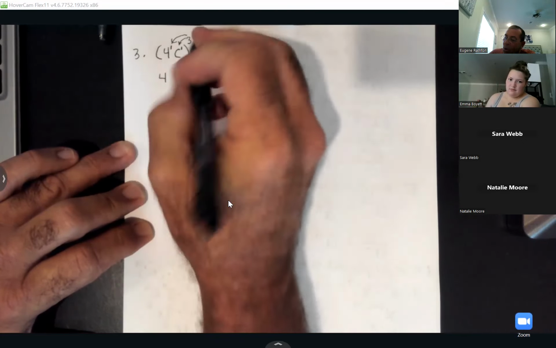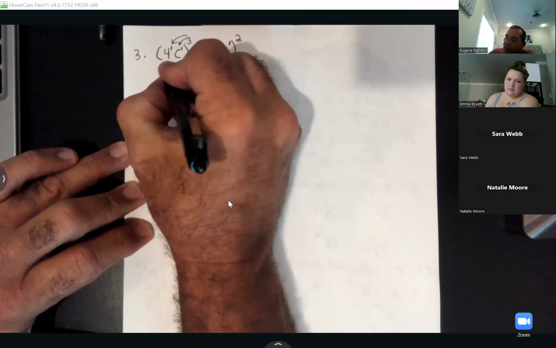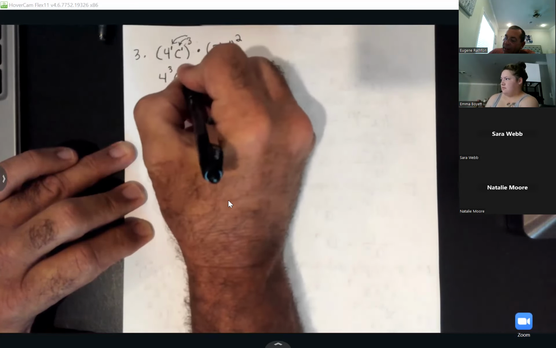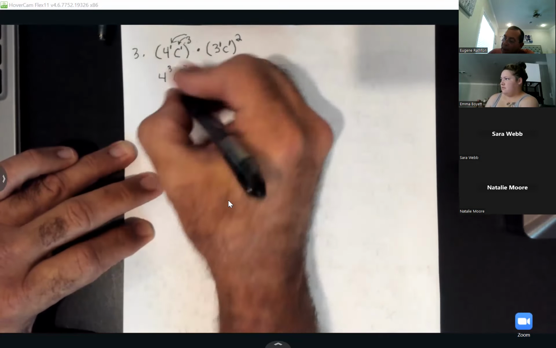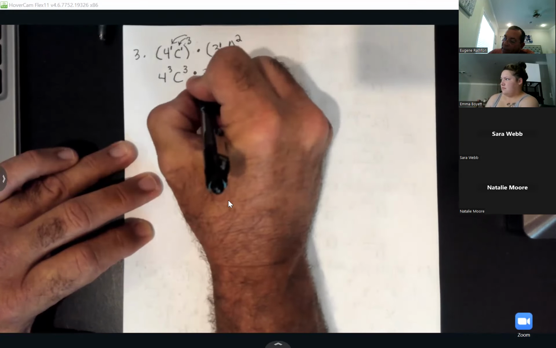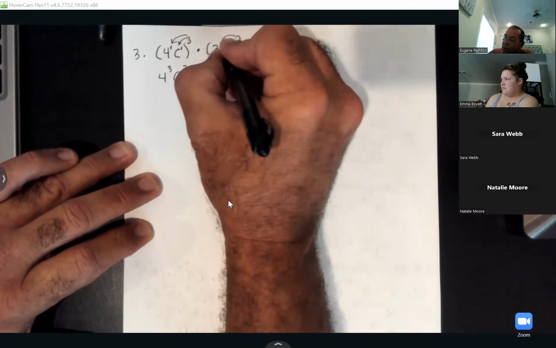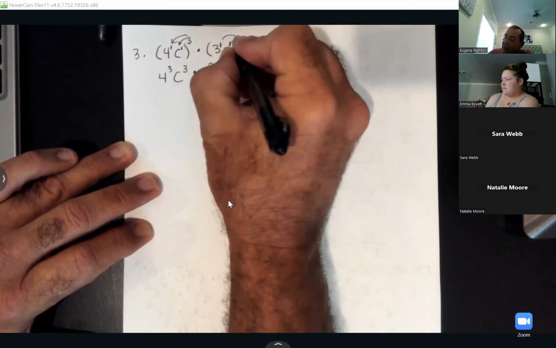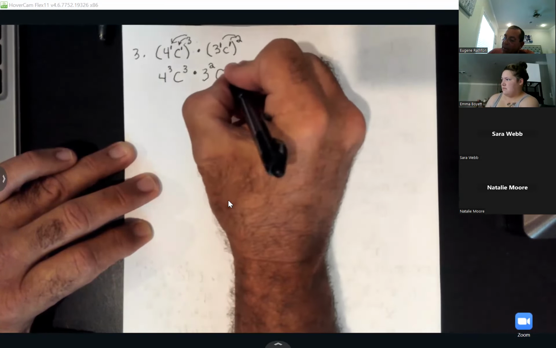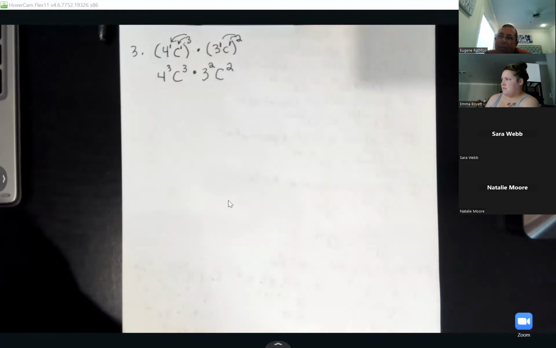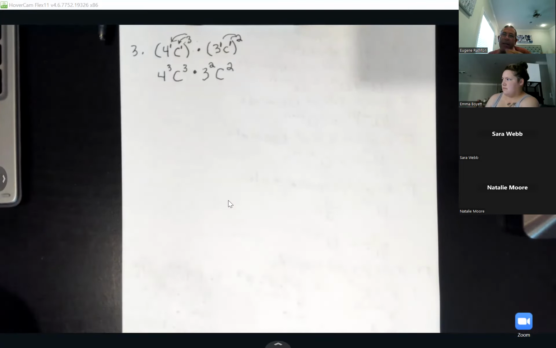So I brought down my 4. 1 times 3 gave me 3. I brought down my c. 1 times 3 gave me 3. Then I got my multiplication. I'm going to bring down this 3. 1 times 2 makes that a 2. And then I'm going to bring down that c. 1 times 2 makes that a 2. So I used the power rule when you got exponents that follow those parentheses like that.